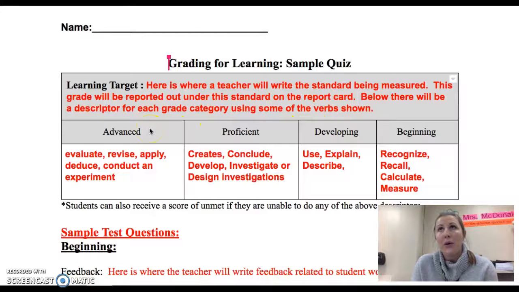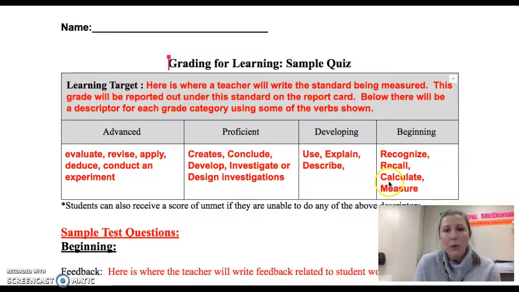On a side note, in science, it is not surprising that students would fall at this beginning level at this point in the year, because the amount of science they receive at the elementary schools varies, and in some cases isn't very extensive, so they may be at the beginning, and that's okay.